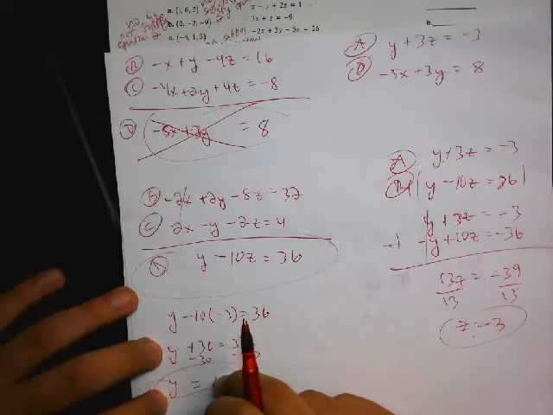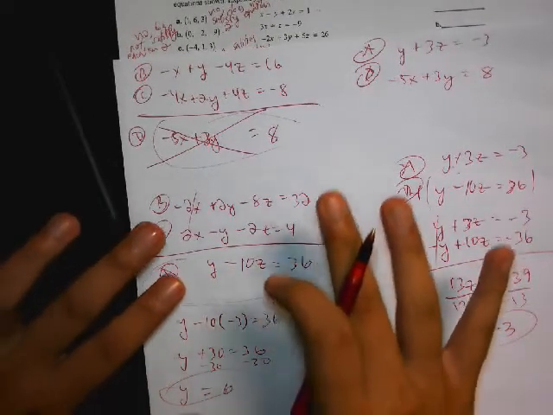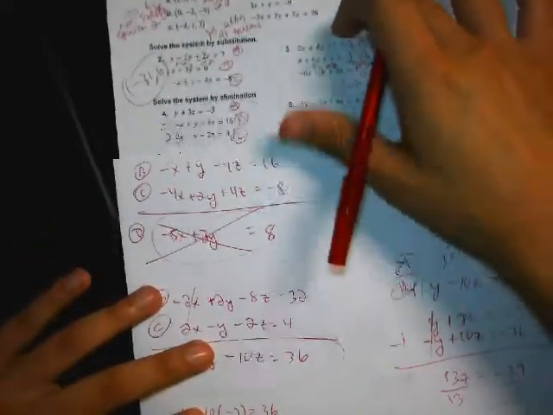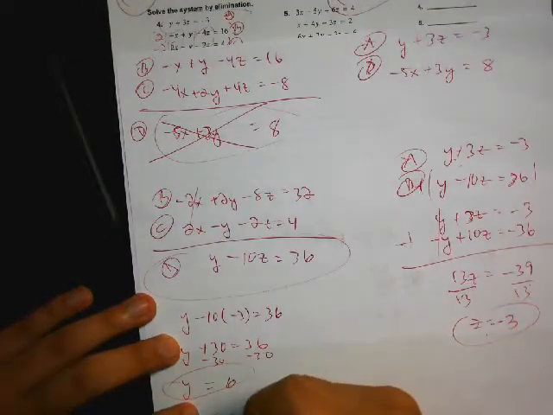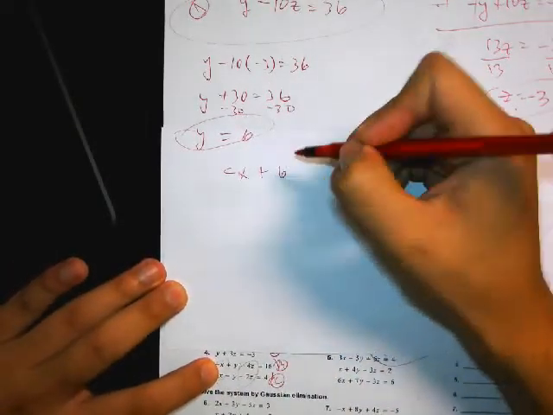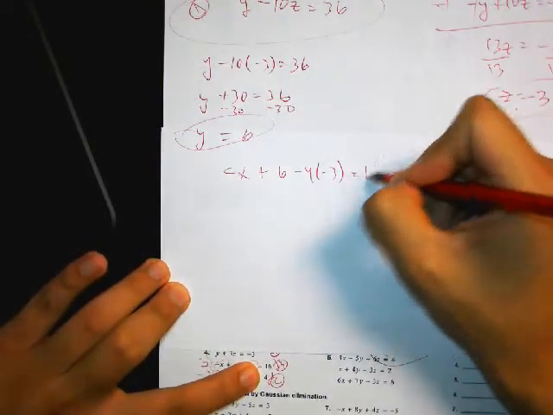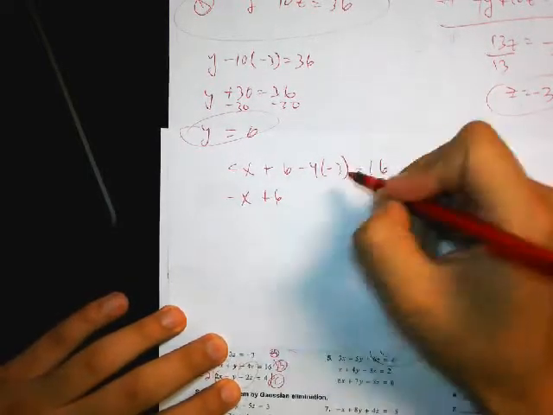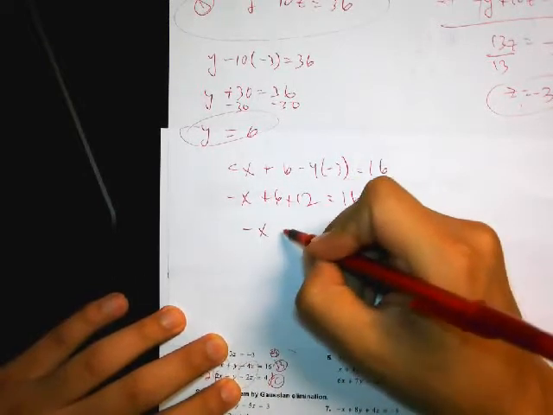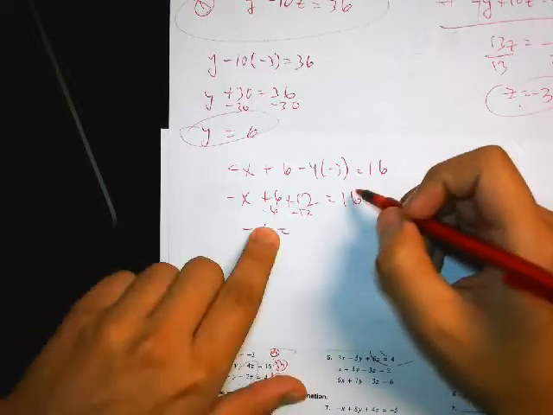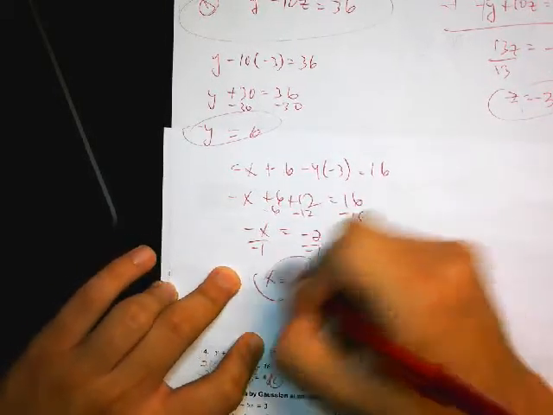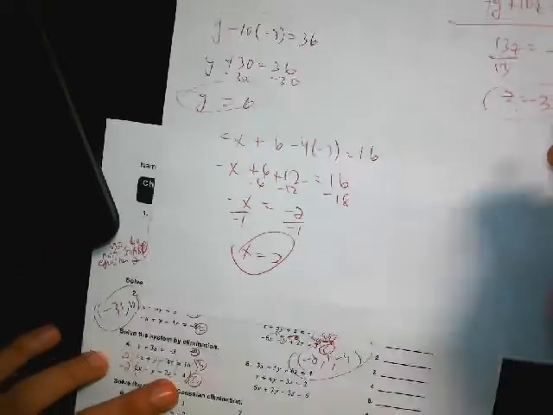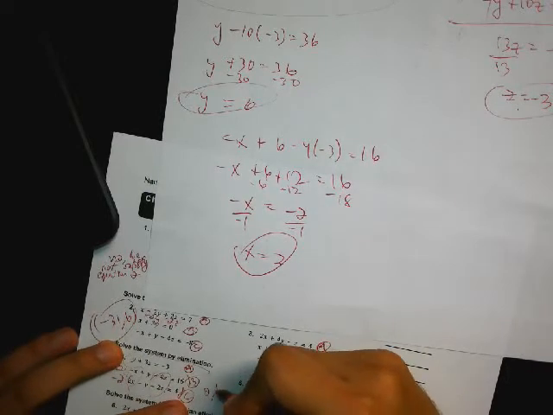And then from there, I'm going to go ahead and substitute into my equation. Let's see, which one would be easier? This one here, equation B, to get my x. That's negative x plus 4y, which is 6, minus 4 times negative 3 equals 16. That's negative x plus 6 plus 12 equals 16. Negative x equals subtract 6 and subtract 12. So I am actually subtracting 18, negative 2, divided by negative 1, x is equal to 2. So here my solution is 2, comma, 6, comma, negative 3.